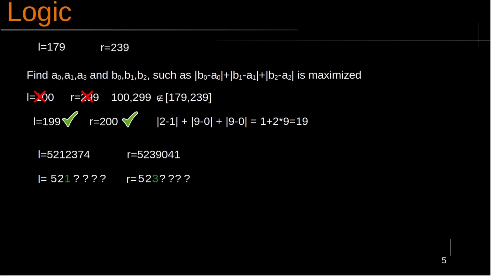But for the others now, what can we do for the other digits? For the first number L, we put all 9s on that side and 0s on this side. The number is still in range, and we maximize the sum. Same for the others, as you see.